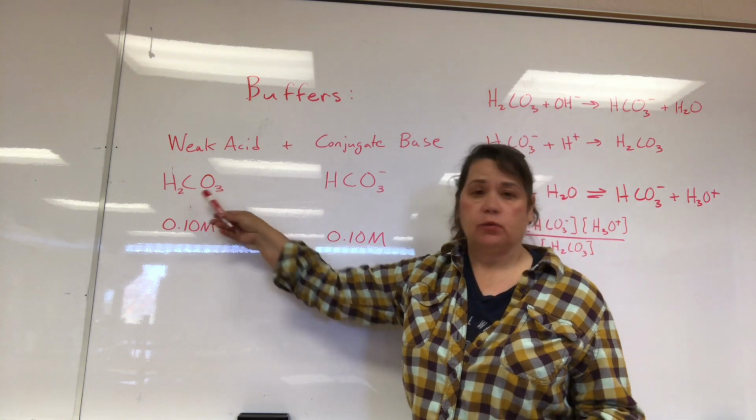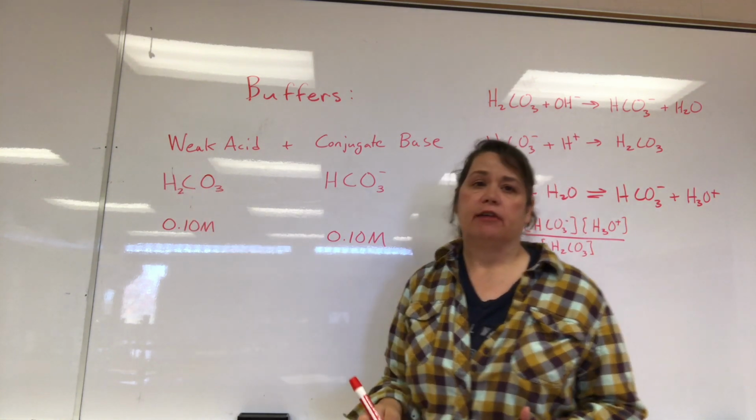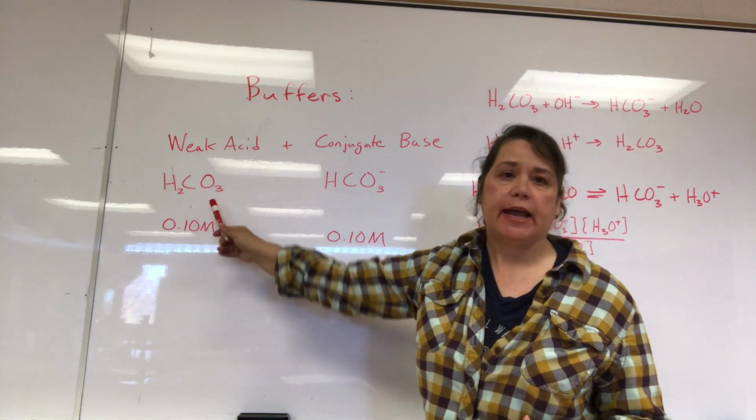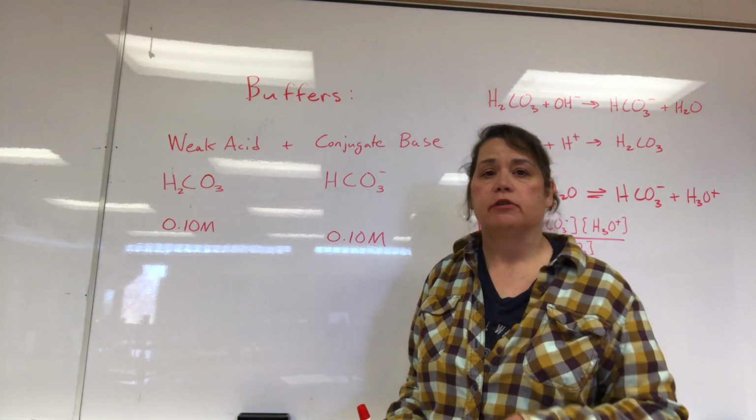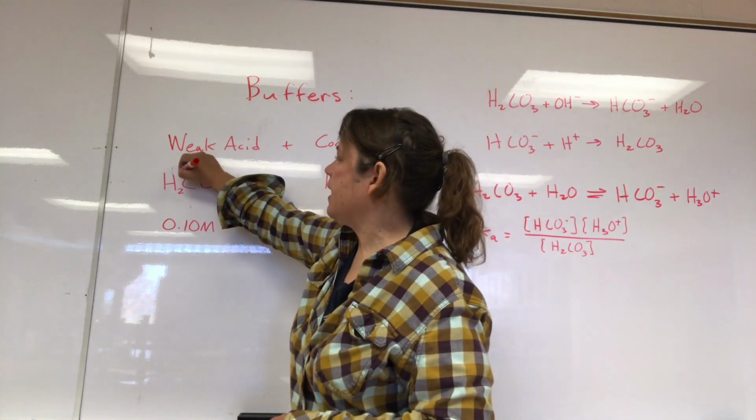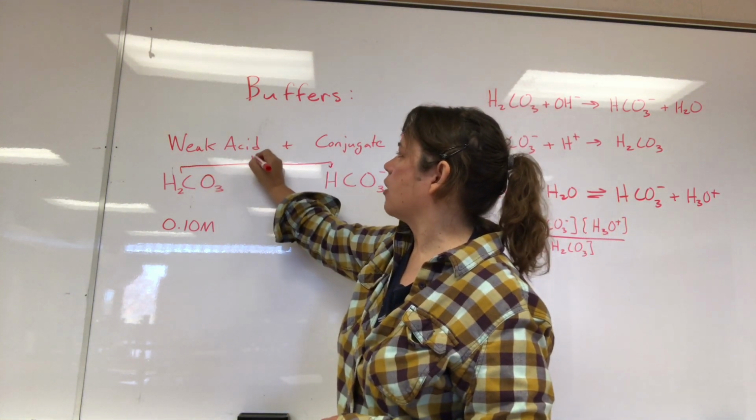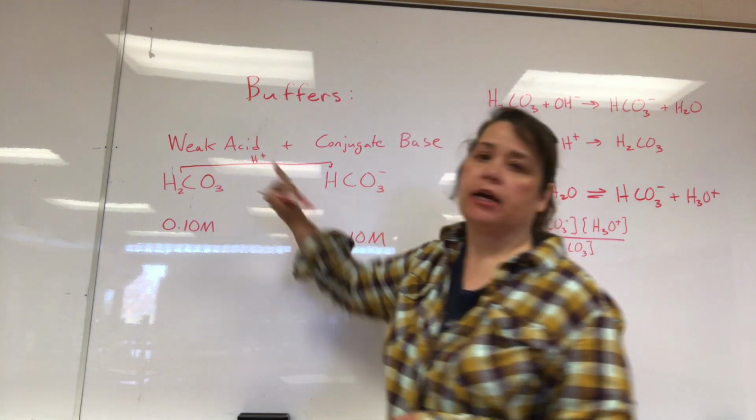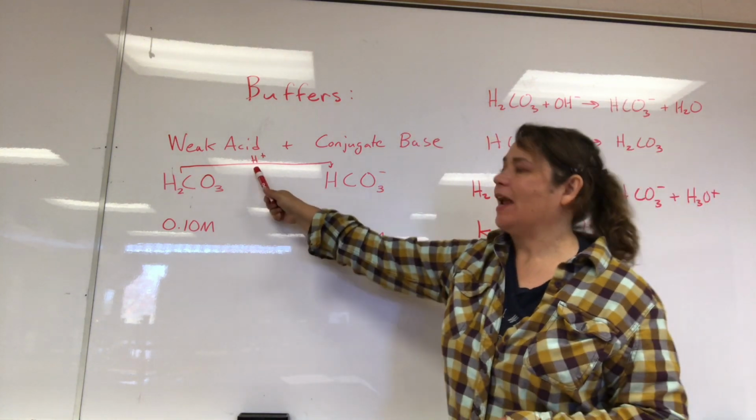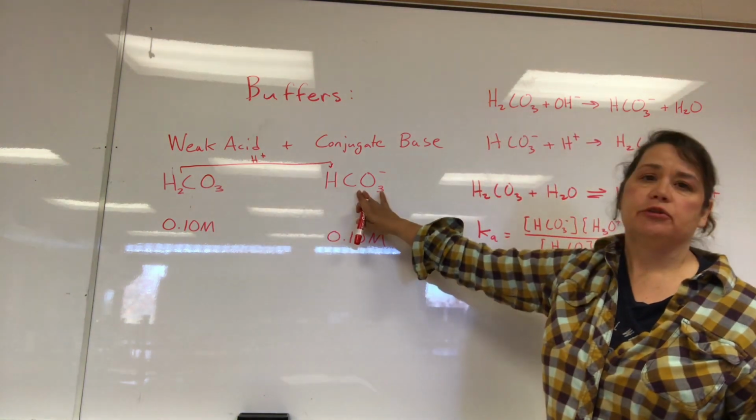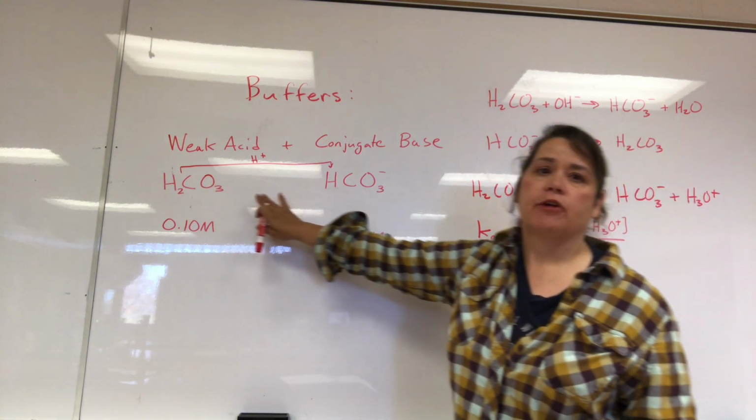Carbonic acid is weak, it has two H's that it can give, but its conjugate base is different from the carbonic acid by the difference of just one of those H's. So if I take a proton away from the carbonic acid, the proton being a hydrogen ion, an H and a plus charge, I produce the conjugate base of carbonic acid.